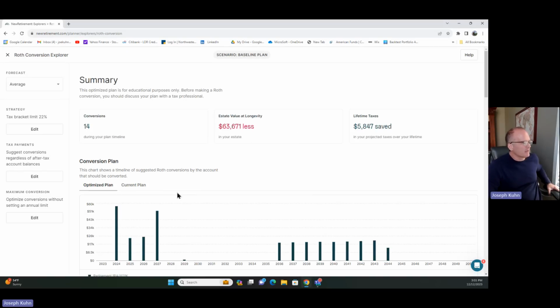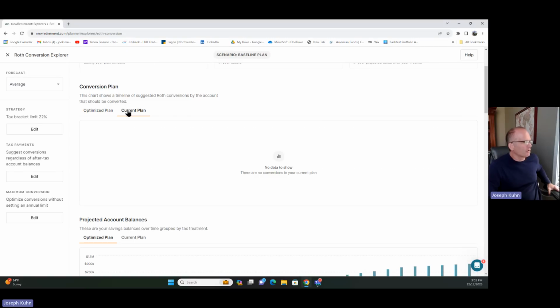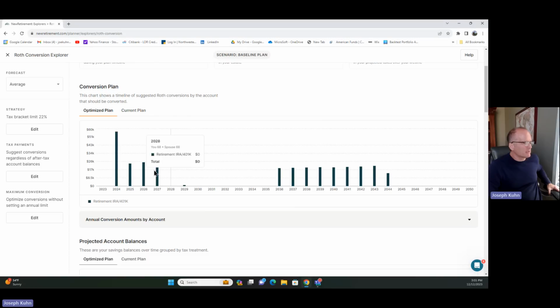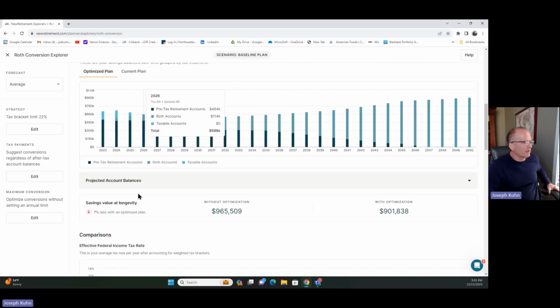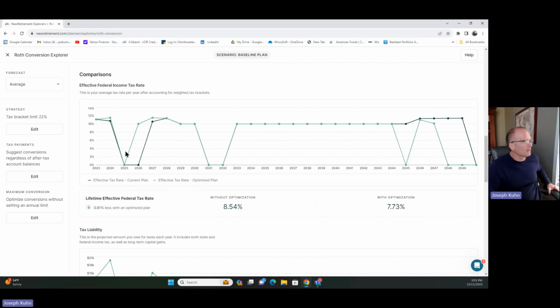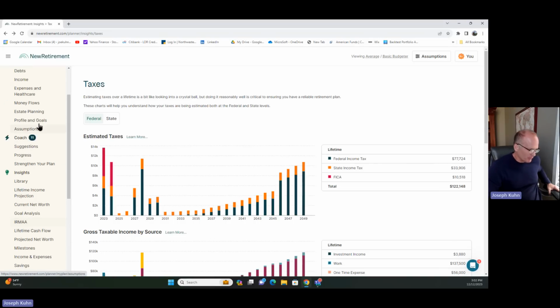I'm going quickly through this, I know, but it talks about here's your optimized plan versus your current plan. You have no Roth conversions. And hey, let's take some Roth conversions, and then you pay less in overall taxes over time. They compare the two different tax plans. So if you're worried about taxes and you want to plan on it, plan it out and look year by year. This is just unbelievable.